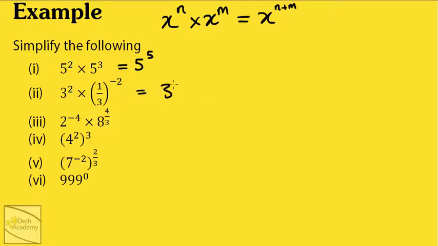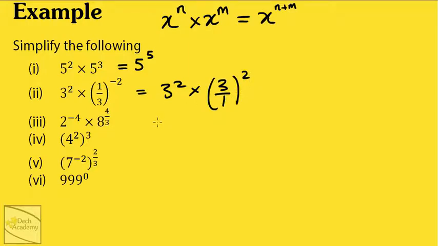Okay, I have 3 squared, and I have 1 over 3 raised to the power of minus 2. You should always hate situations where you have terms raised to a negative power, so you should always attempt to get rid of the negative power. So the step is to take the reciprocal of this term, 1 over 3, which gives 3 over 1, and then it's just raised to the power of 2.